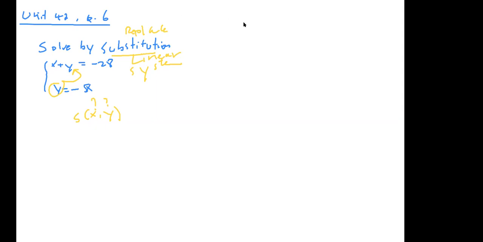I'm sorry, before the y we have 3y, plus 3y here. Okay, let me fix that. All right, so this is 3y. Okay, so let's call this equation 1. We have two equations, and this is equation 2.